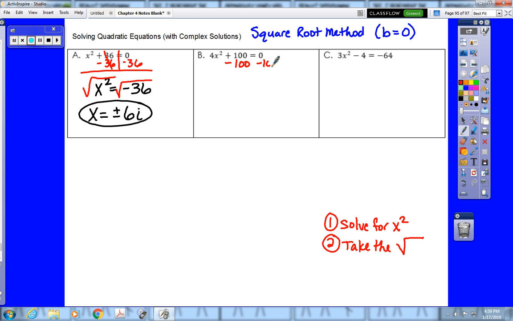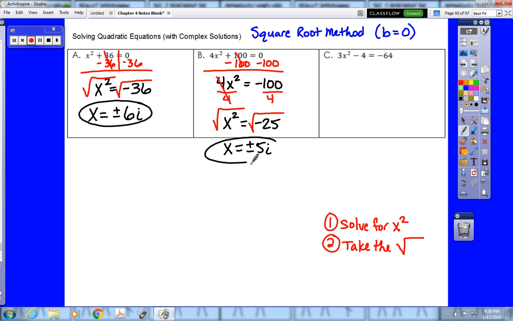Same thing for letter B. We're going to subtract 100 from each side. That will give us 4x squared equals negative 100. Now you're going to be tempted to take the square root right here, but that is not solved for x squared yet. We still need to divide by 4. So divide by 4 next. Again, the goal is to have x squared equals a number, in this case negative 25. Then we take the square root of each side. And again, if the square root of 25 is plus or minus 5, then the square root of negative 25 is plus or minus 5i.